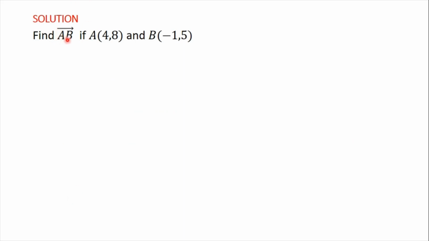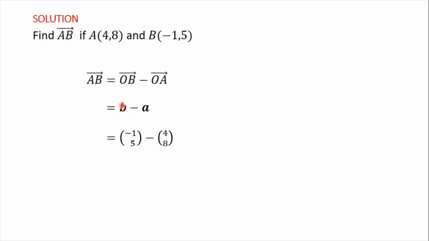Find the vector AB, if the coordinates of point A are 4, 8 and the coordinates of point B are -1, 5. We know that the vector AB is equal to position vector B minus position vector A. That is vector OB minus vector OA. We just explained that. OB can also be written as small letter b, minus OA, which can also be written as small letter a. You don't necessarily have to write it. I'm just writing this to explain to you.